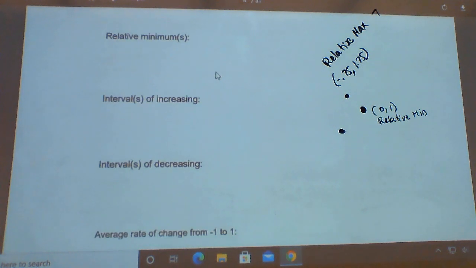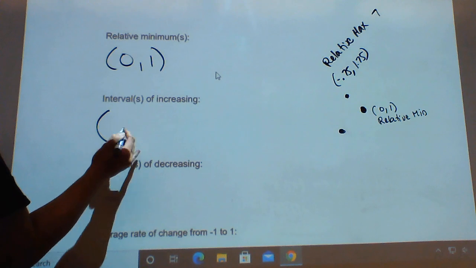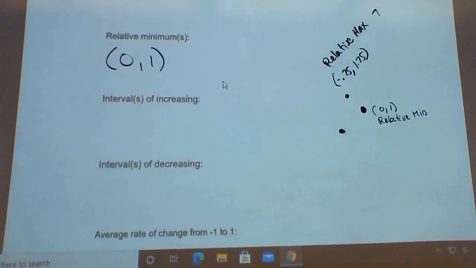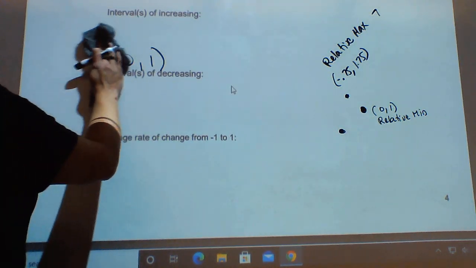So our relative minimum, we said, was 0, 1. And our relative, oh, we don't have a relative maximum. That's okay, unless I skipped it. No, I didn't skip it. All right, so now intervals of increasing and decreasing.